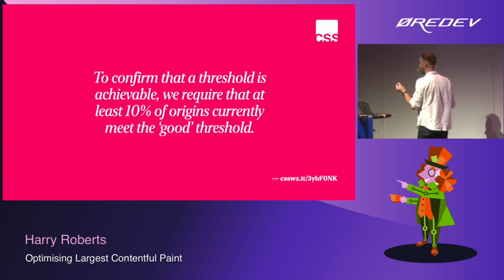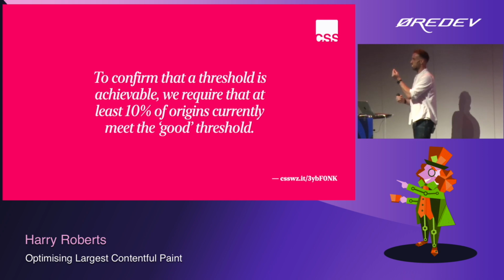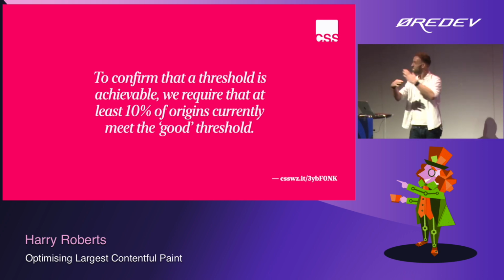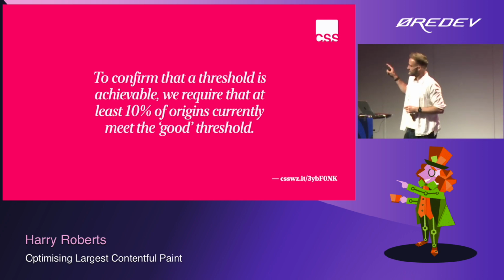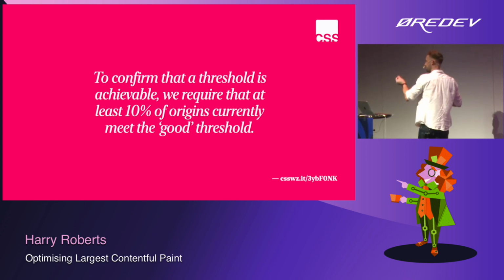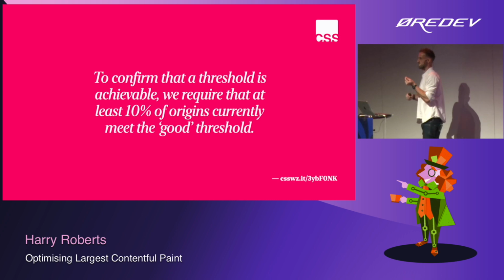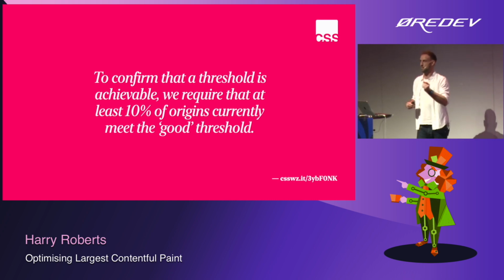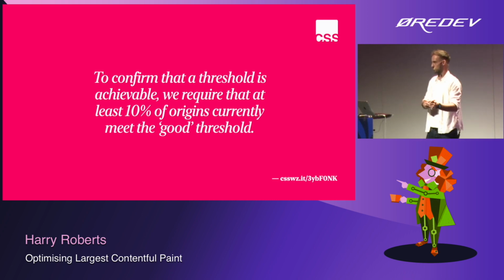The 2.5 seconds was actually based on other research as well, so there kind of is an inflection point. But what I infer from this is that in future, if 10% of origins can do 2 seconds, maybe they will update that 2.5 to 2, right? Maybe this number will change.